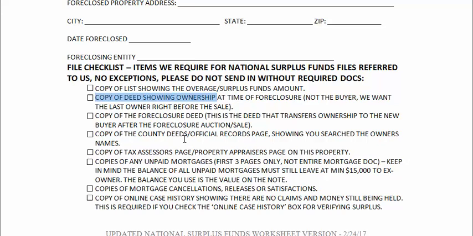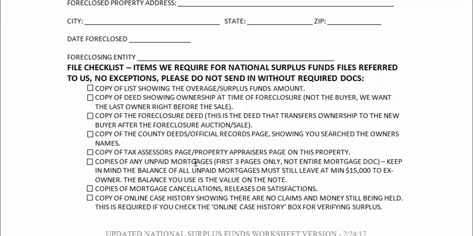Okay. Copy of the county deeds official records page showing that you searched the owner's name. In other words, you're showing your work. You actually had to go and check to see if there were mortgages on the property. You plugged in the name, you hit enter, the page came up and showed you results. Get us a copy of that. Copy of the tax assessor, also called sometimes the tax collector or property appraiser's page on the property. You have to check that, guys. We need a copy of that.